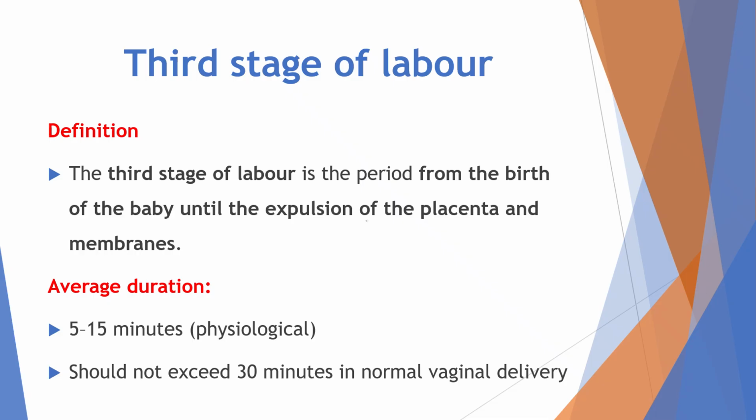Normally, this stage is short and uncomplicated. The average duration is about 5 to 15 minutes when the process is physiological. In a normal vaginal delivery, it should not last more than 30 minutes. If it gets delayed beyond this time, it can lead to complications such as excessive bleeding, so close monitoring and proper care are very important during the third stage of labor.